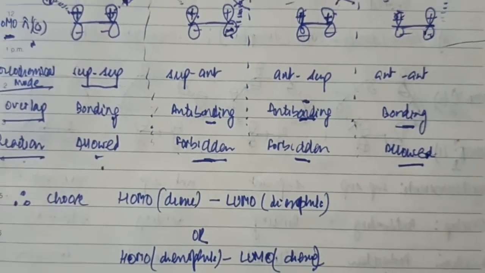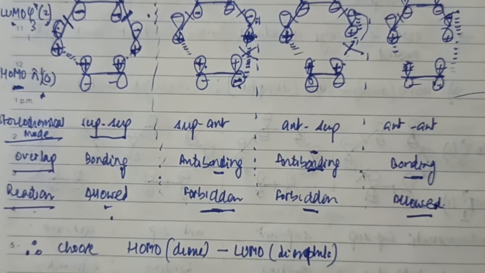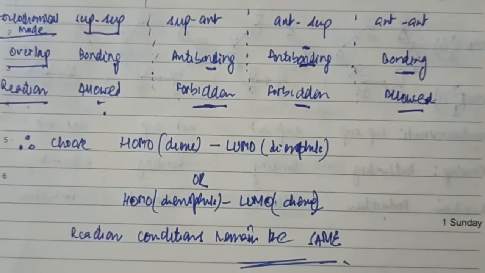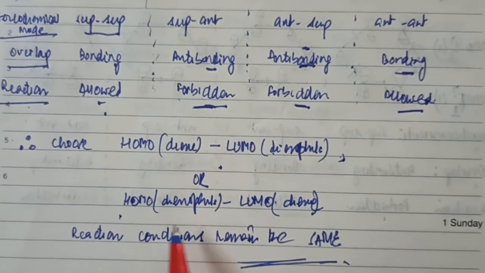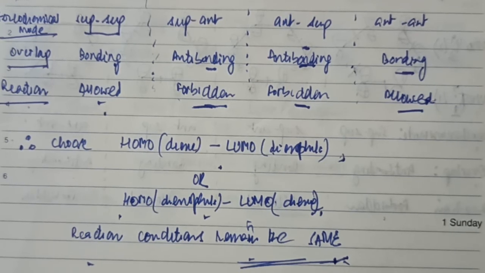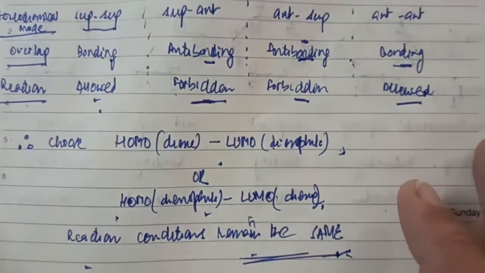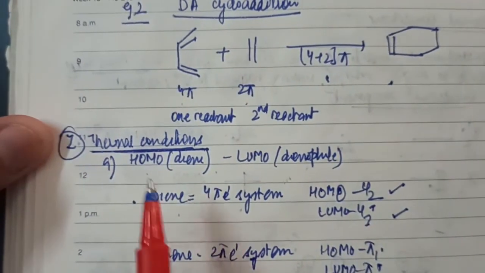Therefore, we can sum up. We have taken under thermal condition 2 cases. First case, we have taken the HOMO of the diene with LUMO of the dienophile, and second case, we have taken HOMO of the dienophile with LUMO of the diene. Whatever case you take, the reaction conditions were same. Reaction conditions do not alter, they remain same. Therefore, we can say that this Diels-Alder reaction under supra-supra condition is thermally allowed, and the supra-antara or antara-supra condition is thermally forbidden. This was the first case where we have considered thermal conditions.